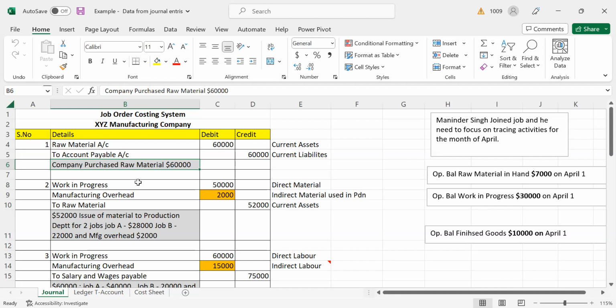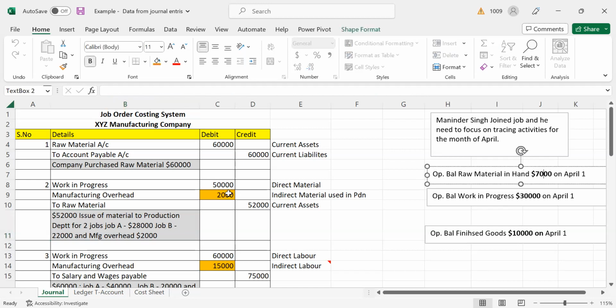So debit all expenses. The raw material we purchased is an expenditure of the company, and the $60,000 we put here on the debit side. Raw material purchased on credit means accounts payable, and accounts payable is a current liability. The second entry is work in progress, manufacturing overhead, and raw material. What is the meaning of this? Here $60,000 of material was purchased, and we had raw material of $7,000 at the beginning.